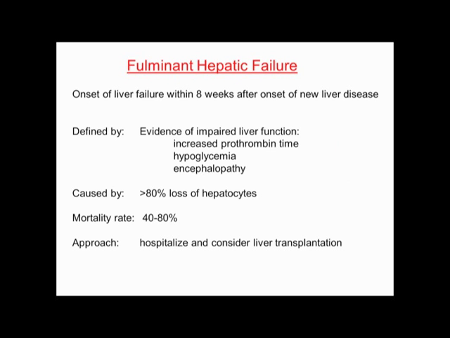So fulminant liver failure is a very specific term, and it's defined as the onset of liver failure within 8 weeks after the onset of a new liver disease. And it's defined by impairment of liver function, increased protime, hypoglycemia, hepatic encephalopathy. You have to have lost more than 80% of your hepatocytes.